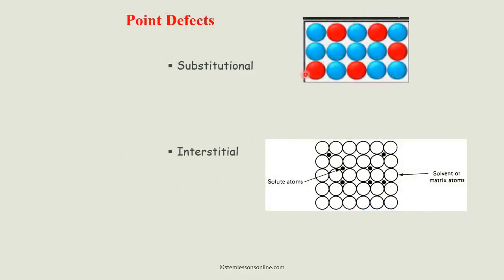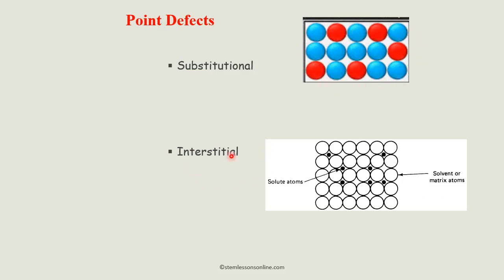There are two types of alloys we are talking about. One is substitutional alloys and the other one is interstitial alloys. In substitutional alloys, one of the atoms is replaced with another atom, so it should be the same size. That is the way you can identify. So that is called substitutional alloys.